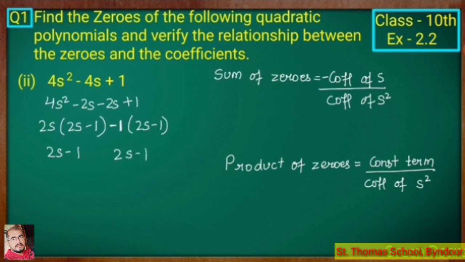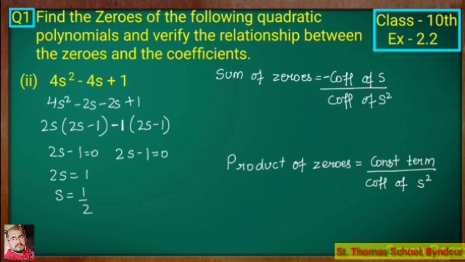Now we have to equate them to zero: 2s minus 1 equals 0 and 2s minus 1 equals 0. Sending minus 1 to the other side, 2s equals 1, and s equals 1 divided by 2. For the other factor, likewise, s equals 1 divided by 2. So the zeros alpha and beta are 1 divided by 2 and 1 divided by 2.